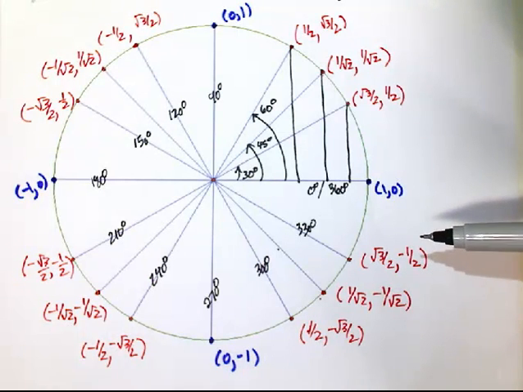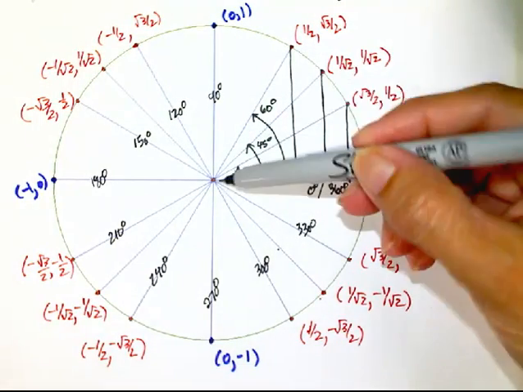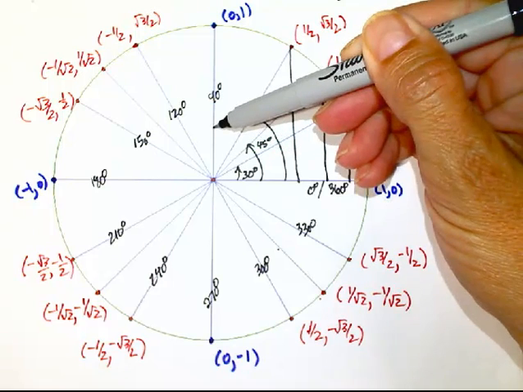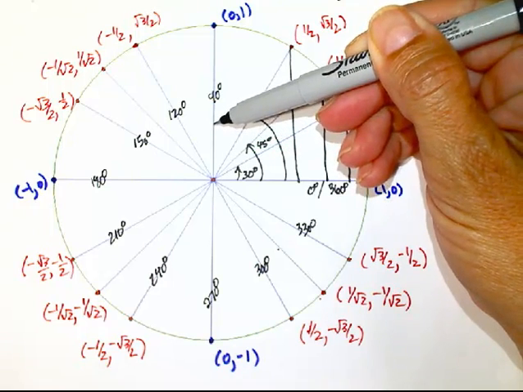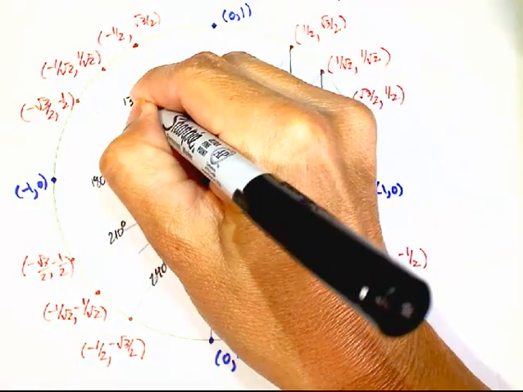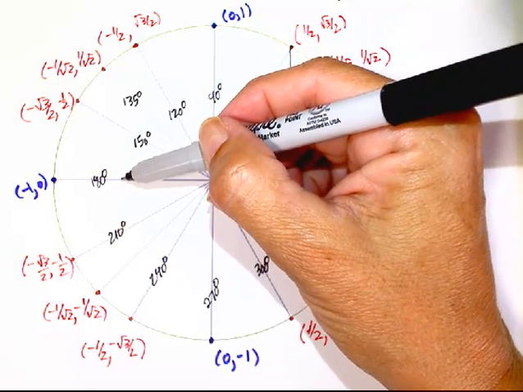Okay? Now, let's see how 45 moves itself around the unit circle. So from here to here gives us 45 degrees. We go an additional 45 degrees, we're at 90. We go an additional 45 degrees, and we're at 135. We go an additional 45 degrees, we're at 180.